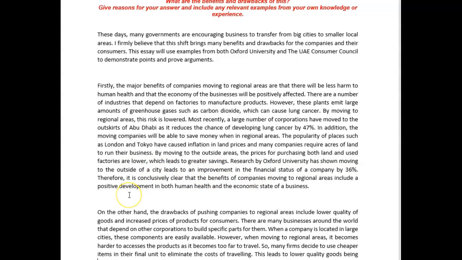Therefore, it is conclusively clear that the benefits of companies moving to regional areas include a positive development in both human health and the economic state of a business. Very nice. Very good.